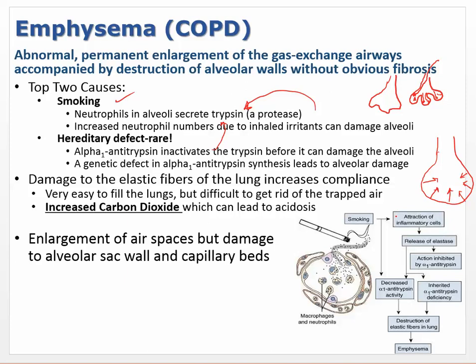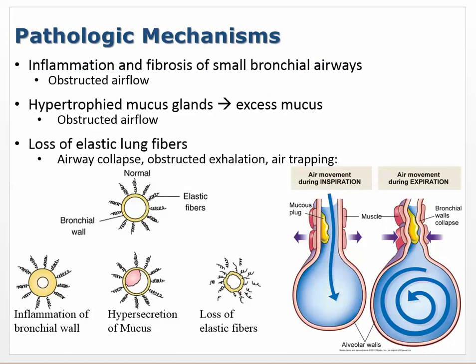And what happens with trapped air? Trapped air, you have stale air, quote unquote, but that's going to increase carbon dioxide. Okay, so you're going to have higher carbon dioxide levels. Yes, you're also going to have compromised oxygenation associated with that too. That makes sense. You've sort of reduced that surface area. Okay, so enlargement of air spaces, but damage to that alveolar sac wall and the capillary beds. Okay, so that's your emphysema.